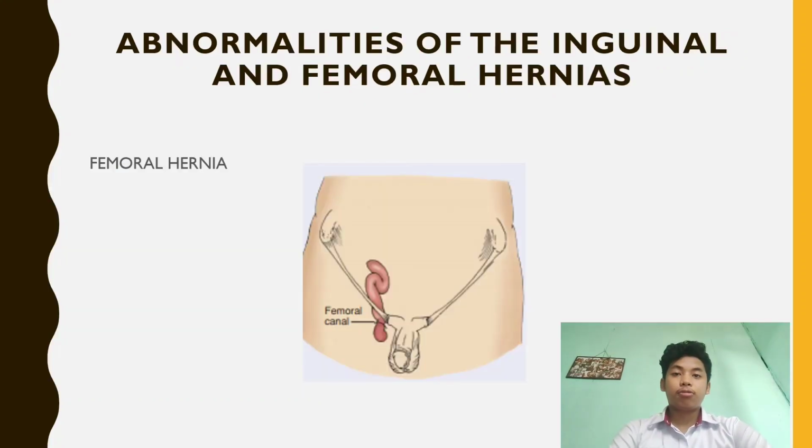So abnormalities of the inguinal and the femoral hernias. So femoral hernia, bowel herniates through the femoral ring and canal. It never travels into the scrotum and the inguinal canal is empty. This is the least common type of hernia. It occurs mostly in women.